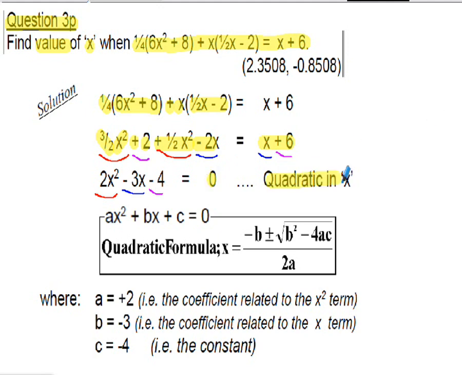That's a quadratic in x, of the form ax squared plus bx plus c equals 0. So I'm going to use the quadratic formula in this case, and I need to note what my a, b and c constants are. a is equal to positive 2 because it's 2x squared, b is equal to negative 3, from negative 3x, and c is equal to negative 4, the constant. I'm going to use the quadratic formula shown here to solve for the values of x on the next slide.